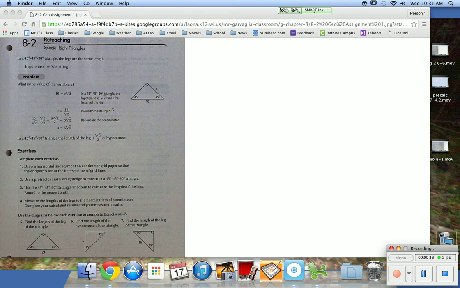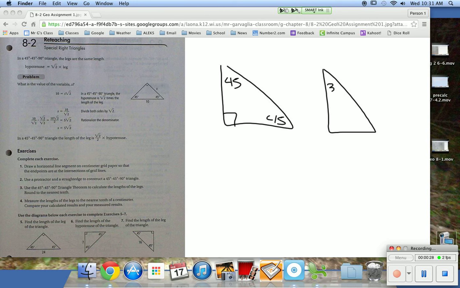One's called a 45-45-90. Means 45 here, 45 here, and 90 here. Okay? And the other one is a 30-60-90. 30 here, 60 here, and your 90 there. These are also special triangles. Just like the Pythagorean triple showed you, these always hold true too.